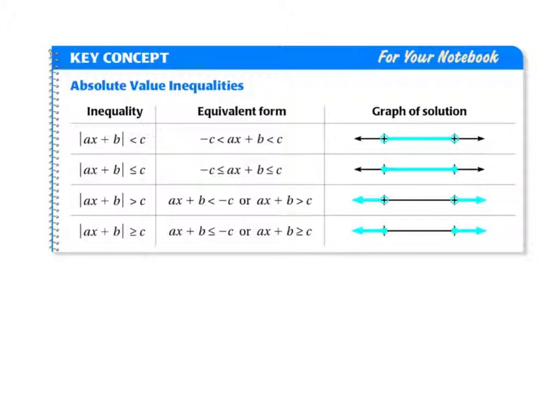If, on the other hand, your absolute value is greater than c, you have an or situation, since you obviously cannot have a value that is both bigger than c and less than negative c, the opposite of c. That just doesn't work. So let's actually put this into practice by solving a couple.